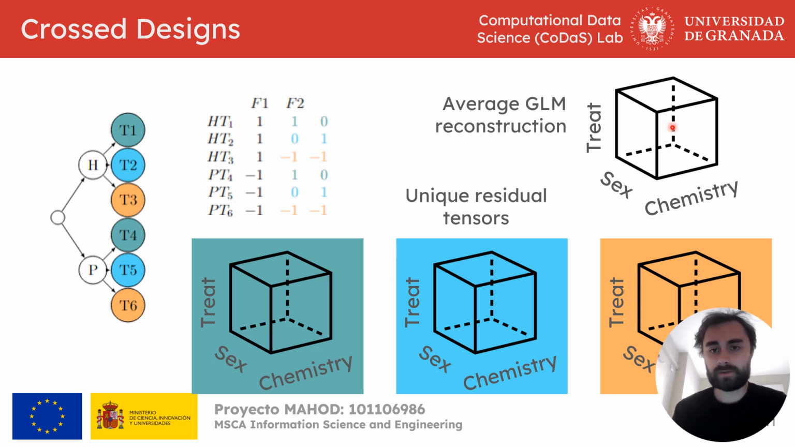Because of that, we're interested in the average construction as well as the residual tensors. So we build a model with the average GLM reconstruction, and then we project the residual tensors back within the model. And it's very straightforward for a cross-experimental design, because within a cross-experimental design, you're taking the same individual and you're measuring it under two different circumstances. So in this case, we had T1, and its equivalent experimental design is T4.